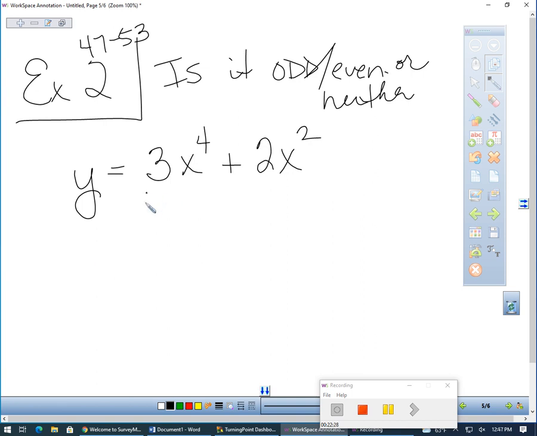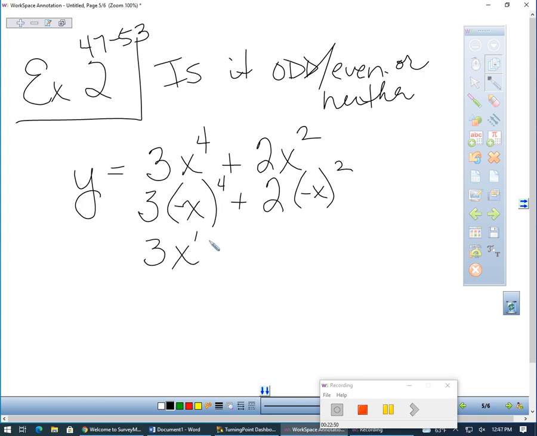You're not testing anything, you're putting it into both x's. So when we rewrite this, we have 3, where that x is going to be a negative x to the 4th, plus 2, where that x is, we put a negative x squared. We just replace x with negative x. Now we simplify. Negative x to the 4th power becomes 3x to the 4th plus 2x squared. Is it the same function? So this is even. That's how we're doing.